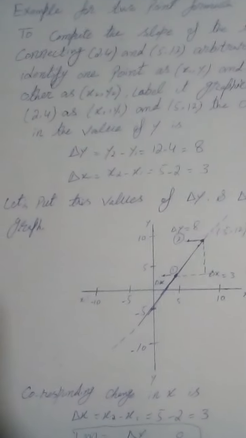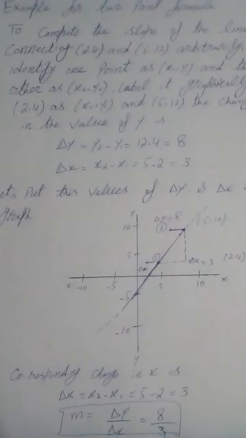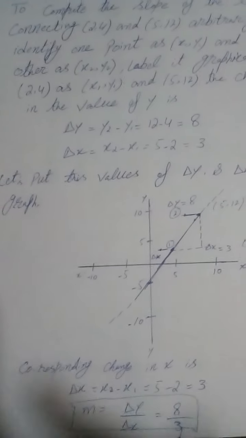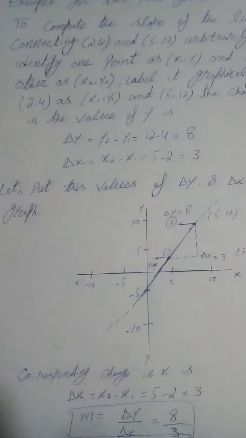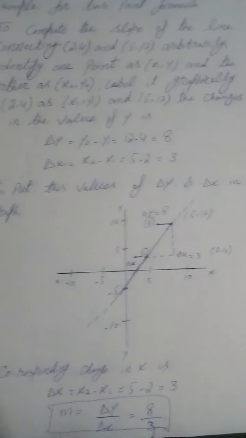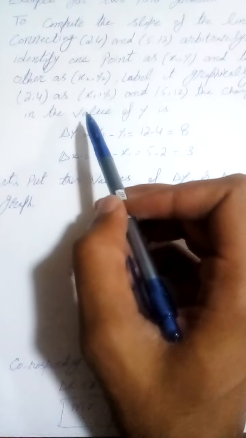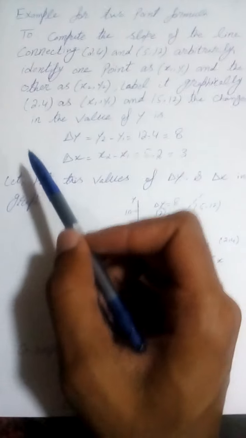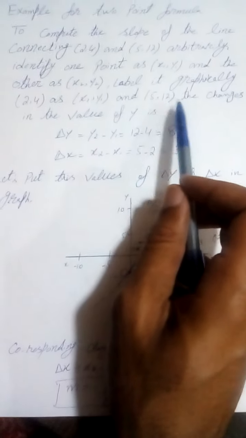We have this example. To compute the slope of the line connecting (2, 4) and (5, 12), arbitrarily identify one point as x1, y1 and the other as x2, y2, and label it graphically. So (2, 4) is x1, y1, and for the second point, x2 and y2 are 5 and 12.